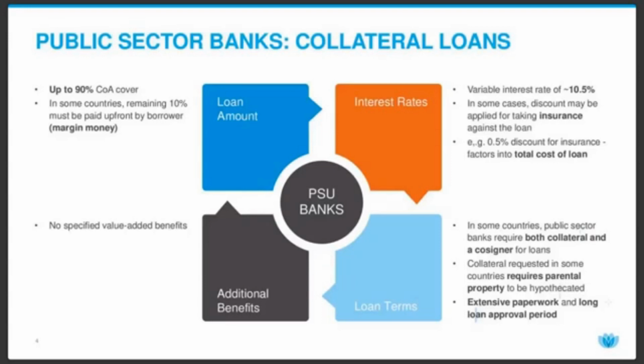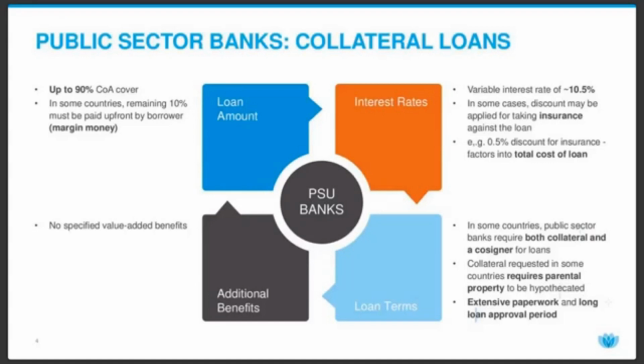So the loan amount that you can get from a public sector bank is up to 90% of COA. So again, this is an acronym that we use. It's essentially cost of attendance. The cost of attendance is the sum of your tuition and living expenses for the entire period of your studies. So a public sector bank will typically lend up to 90% of cost of attendance.